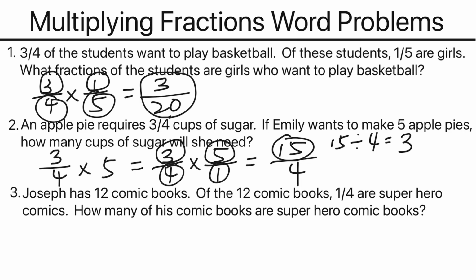it will give us 3, with a remainder of 3. So that means we have 3 whole, and the remainder of 3 would be in the numerator, and then 4 as the denominator. So that means we need 3 3/4 cups of sugar.